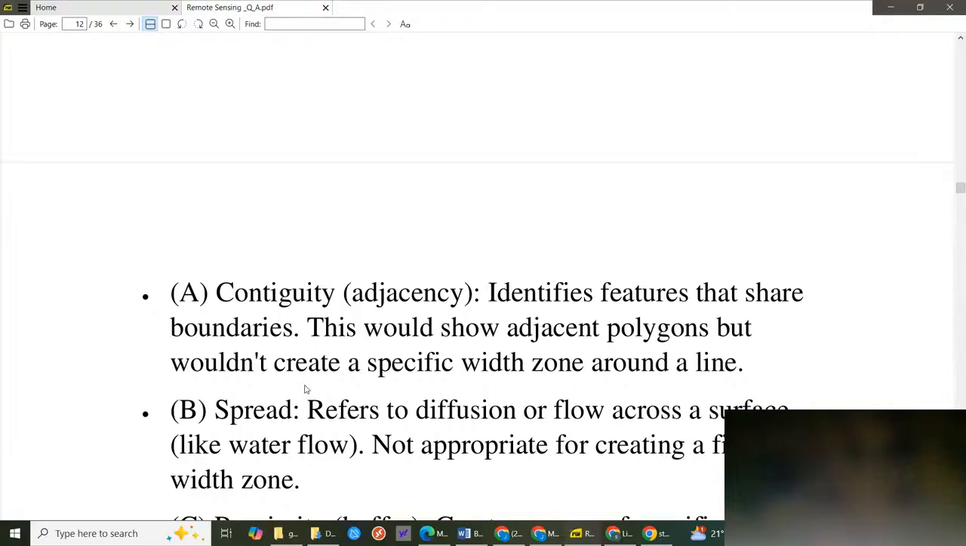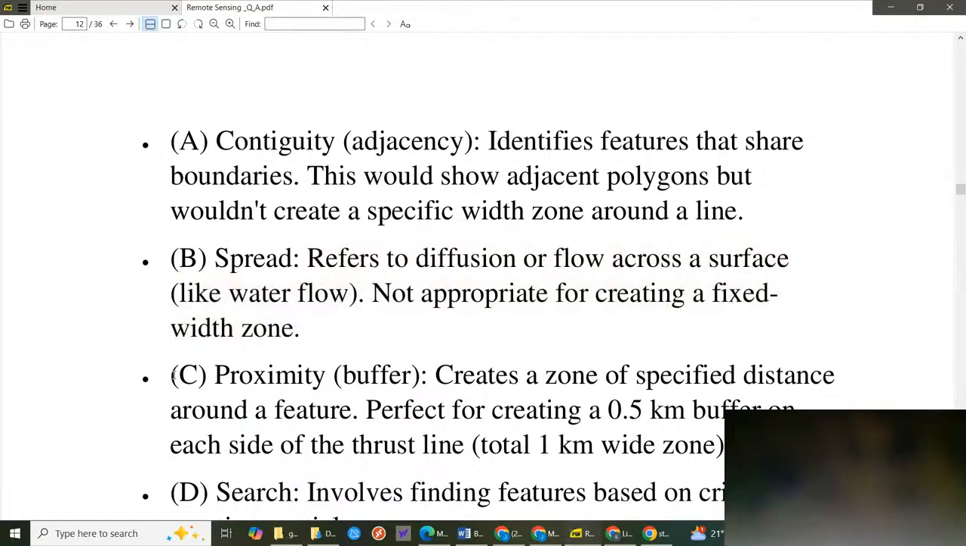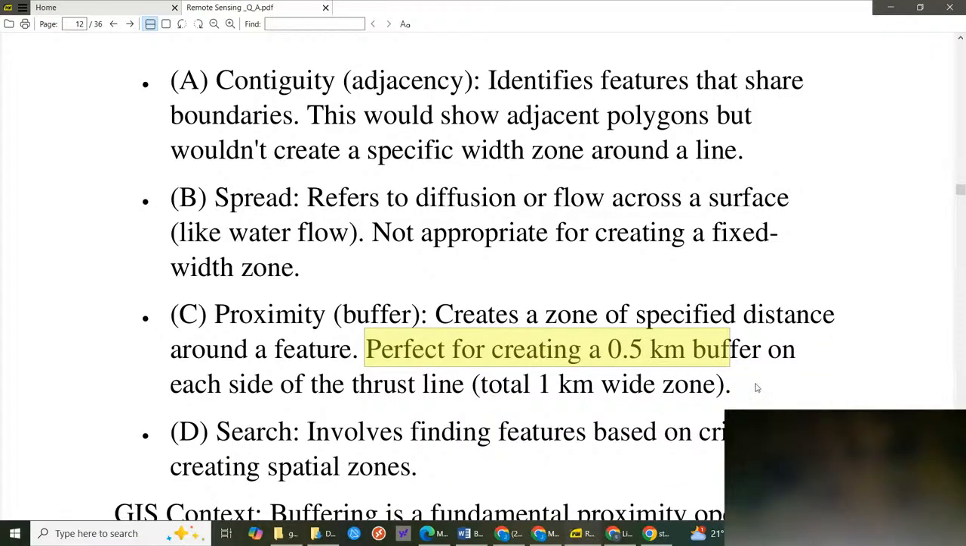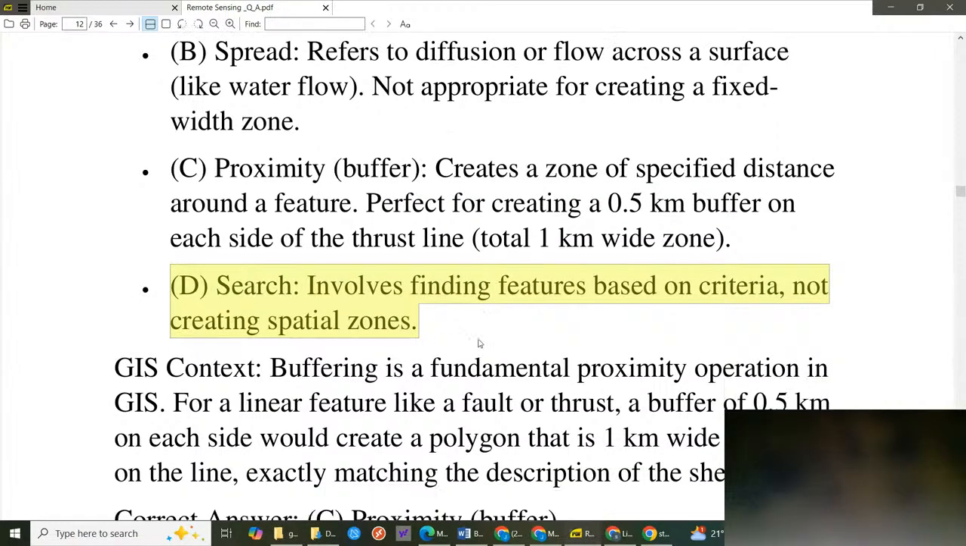Contiguity or adjacency identifies features that share boundaries. This would show adjacent polygons but would not create a specific width zone around a line. Spread refers to the diffusion or flow across a surface, like water flow, not appropriate for creating a fixed width zone. Proximity buffer creates a zone of a specified distance around a feature, perfect for creating a 0.5 kilometer buffer on each side of the thrust line. Total 1 kilometer wide zone. Search involves finding features based on criteria, not creating spatial zones.